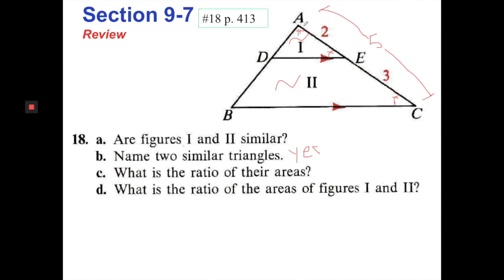Triangle ADE is similar to triangle ABC. So CA's length is the one we care about. So the ratio of the areas are going to be 4 to 25. What's the ratio of the areas of figures 1 and 2?